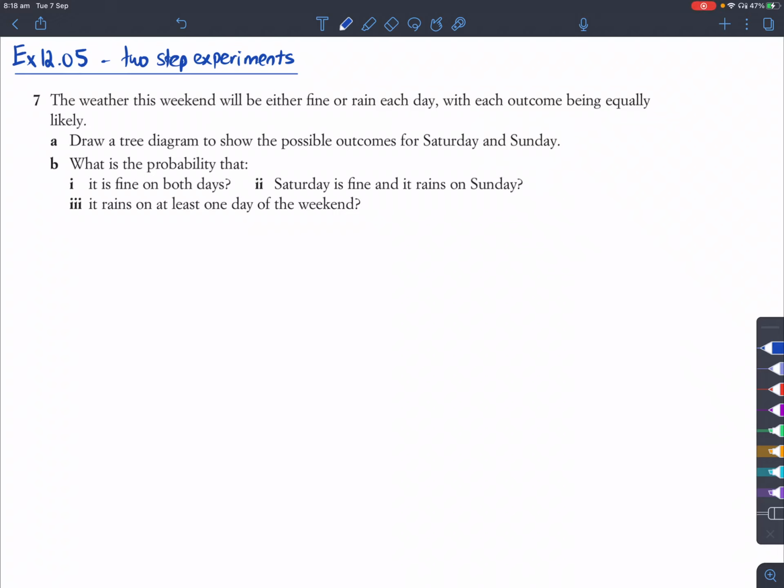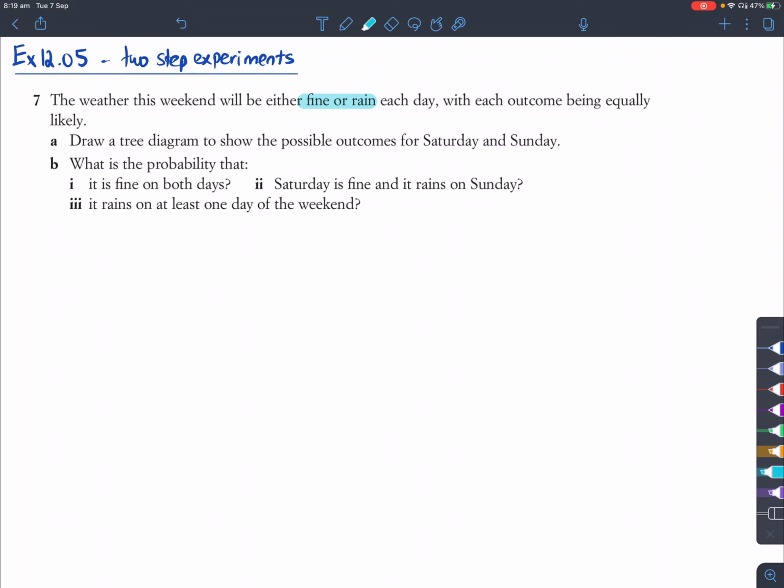In today's video, we'll be continuing our understanding of two-step experiments for probability. We'll start with question 7. The weather this weekend will be either fine or raining each day, with each outcome being equally likely. So it's only just these two things that can happen. For part A, draw a tree diagram to show the possible outcomes for Saturday and Sunday.